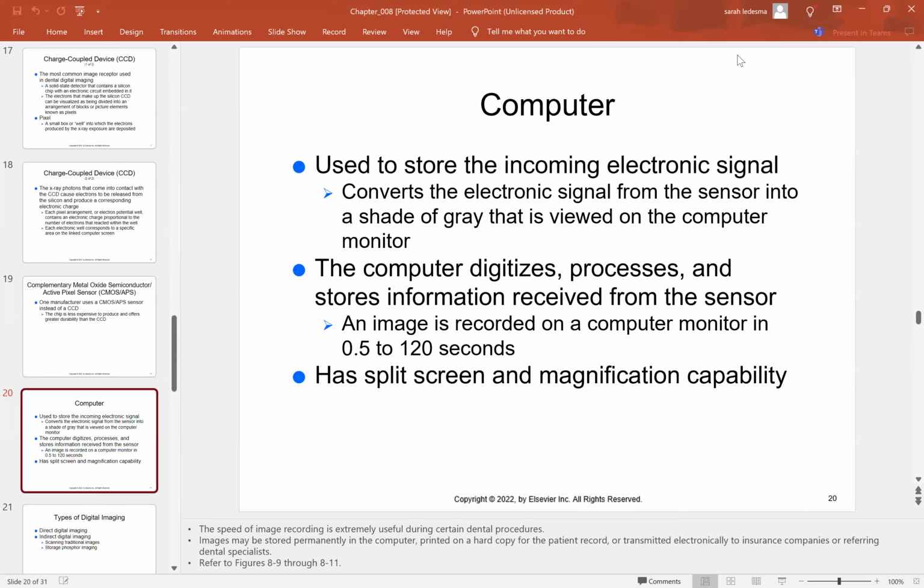A computer is used to store the incoming electronic signal. This converts the electronic signal from the sensor into a shade of gray that is viewed on the computer monitor. The computer digitizes, processes, and stores information received from the sensor, and has a split screen magnification capability.